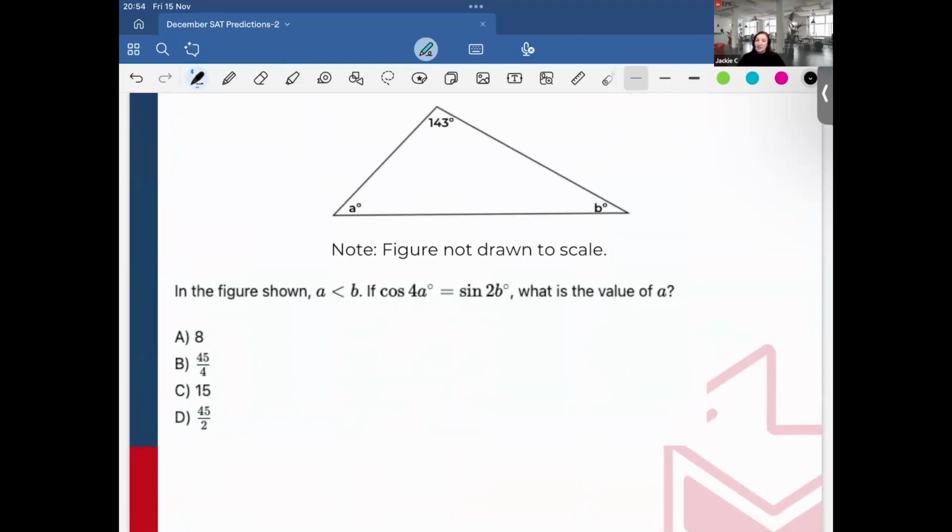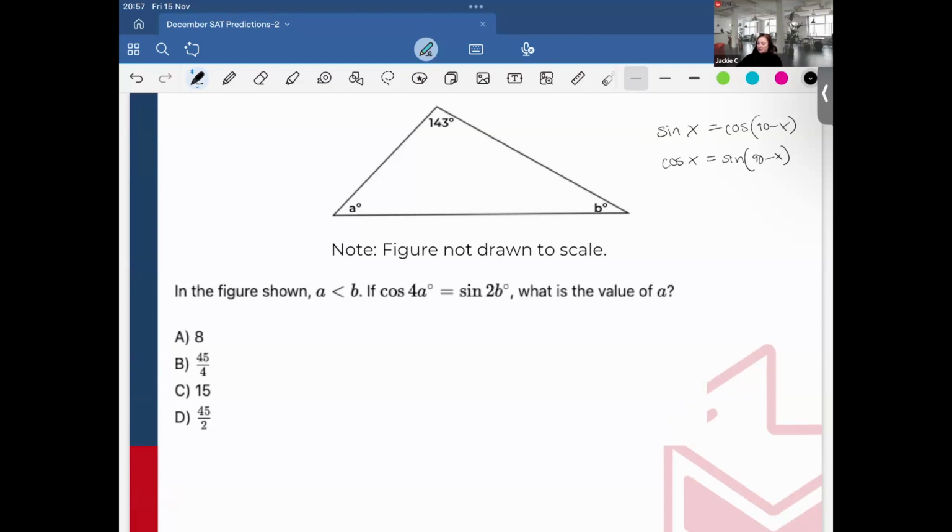Okay, amazing. And I just wanted to do some final questions on trig. Make sure you know trig, you feel comfortable with SOHCAHTOA, and also that sine of x is equal to cosine of 90 minus x, the trig identities, and cosine of x is equal to sine of 90 minus x. Okay, but let's look at this problem. This one says that cosine 4a is equal to sine of 2b, and what is the value of a?